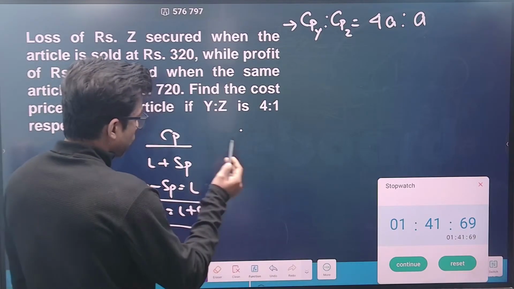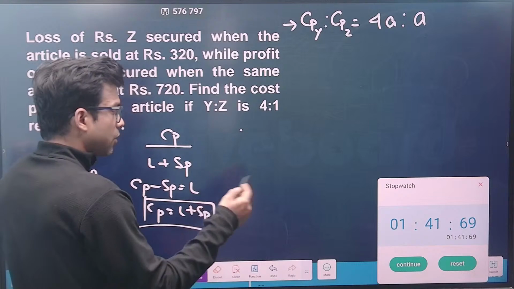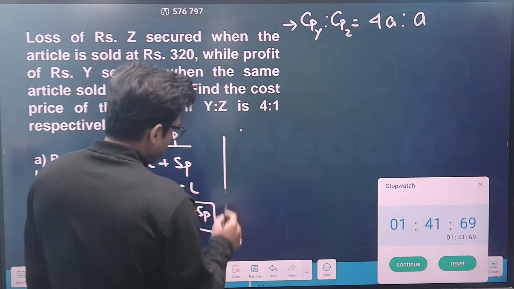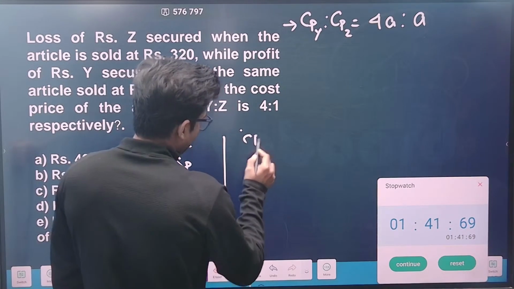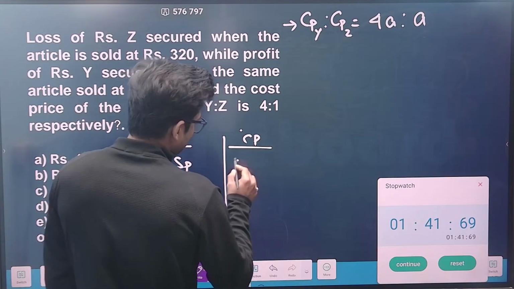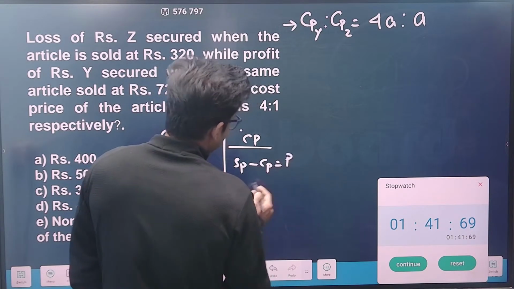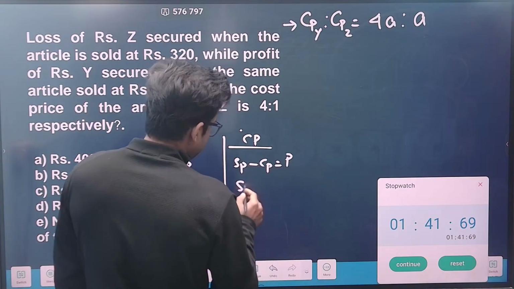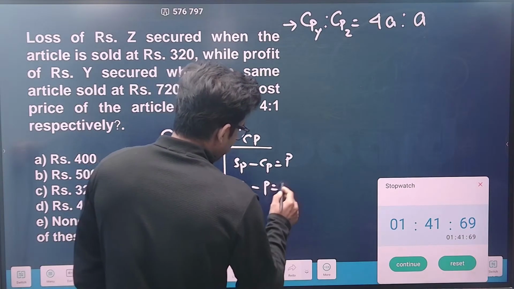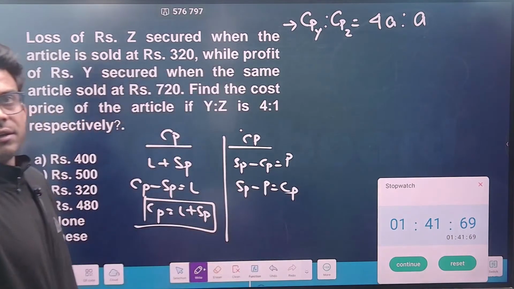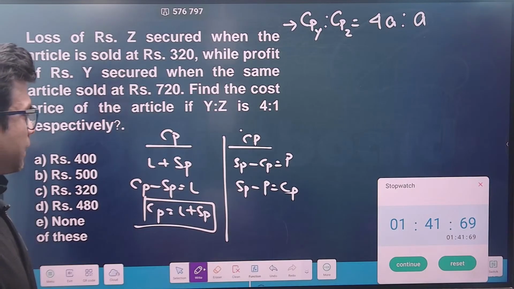And again, if I want to write down the cost price in terms of profit, what can I write? Selling price minus cost price is basically a profit. So from here, I can figure out: selling price minus profit equals cost price, isn't it? This two part is, I think, pretty much clear to you.